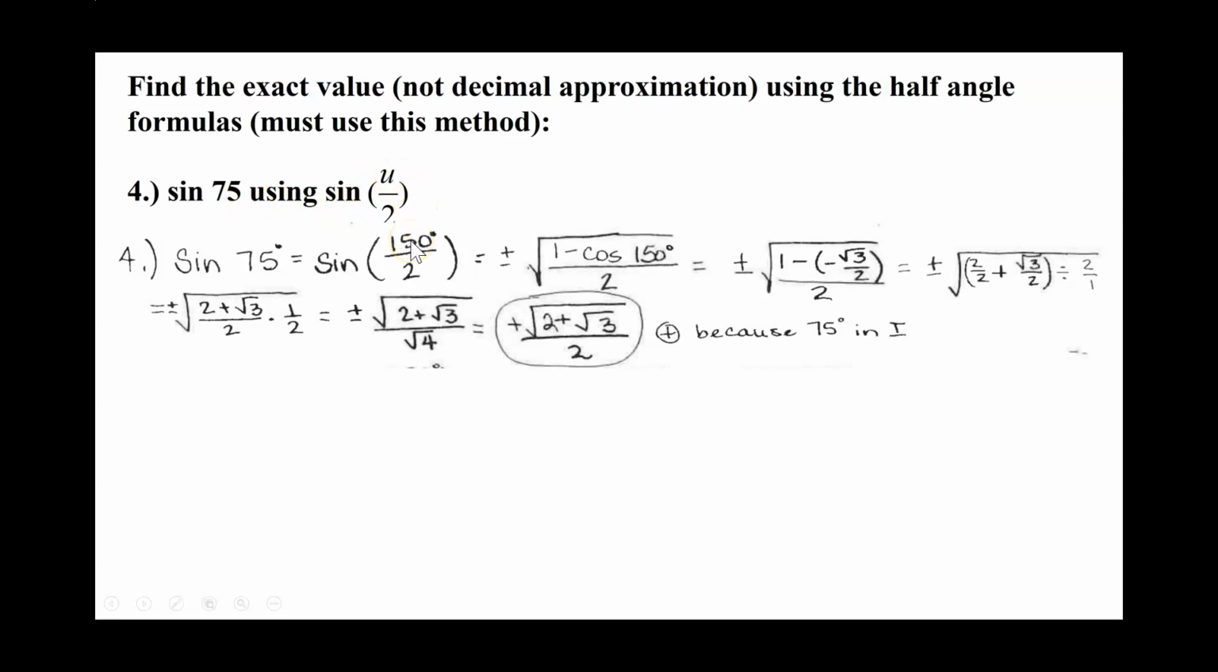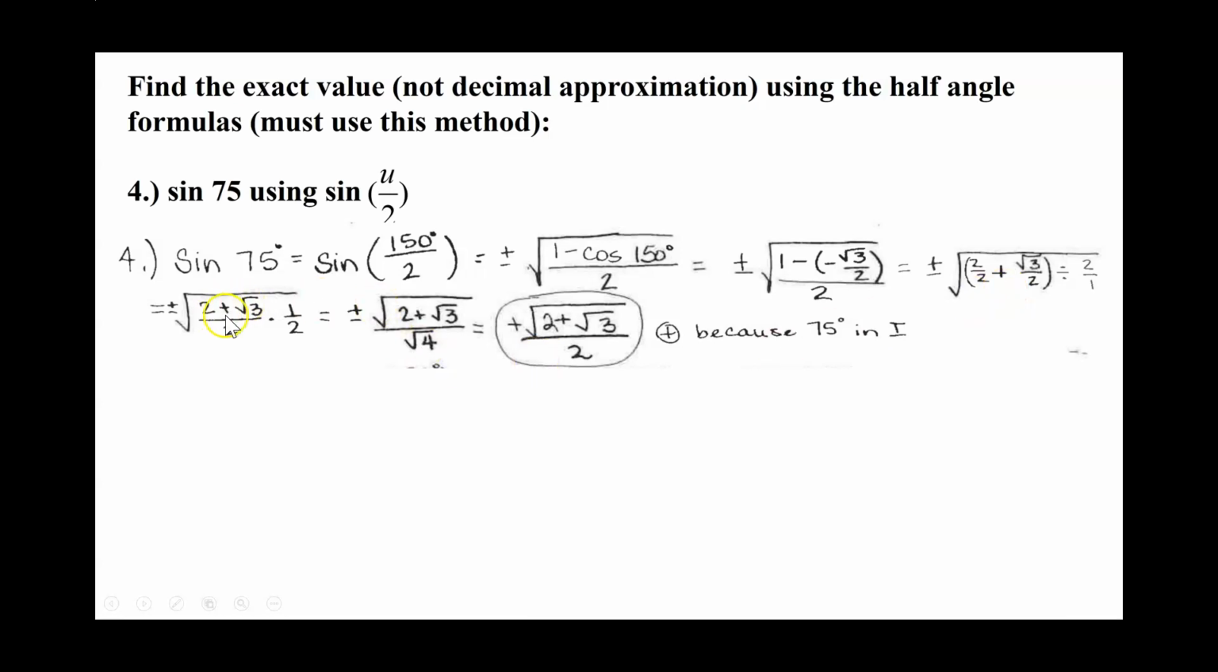All right, so looking at my formula sheet, my formula is plus or minus the square root of 1 minus cosine u, so again we're putting 150 there, divided by 2. Look on your unit circle, the cosine of 150 is negative square root of 3 over 2. 1 minus a negative would be 1 plus the square root of 3 over 2. And to add these two fractions, I need a common denominator. So I'm going to rewrite my 1 as 2 over 2. So now that's going to give me 2 plus the square root of 3 all over 2.